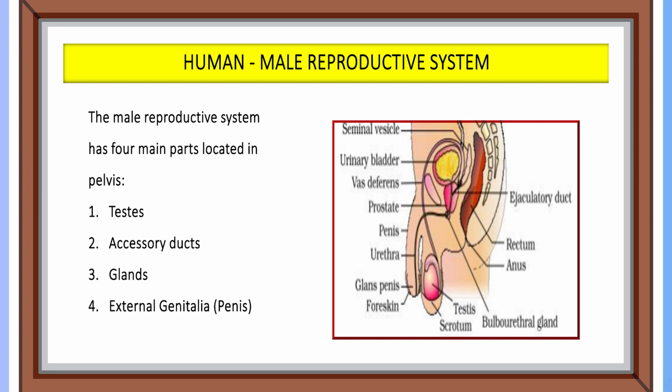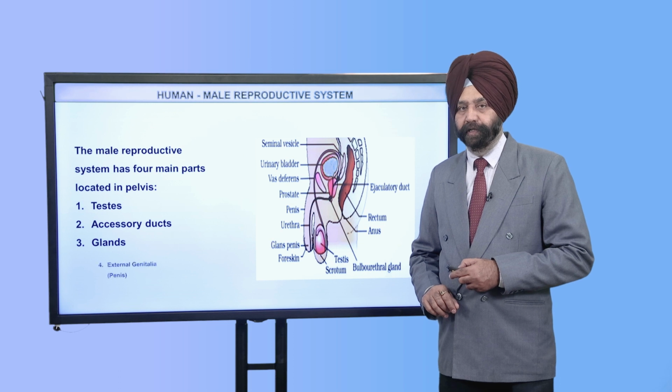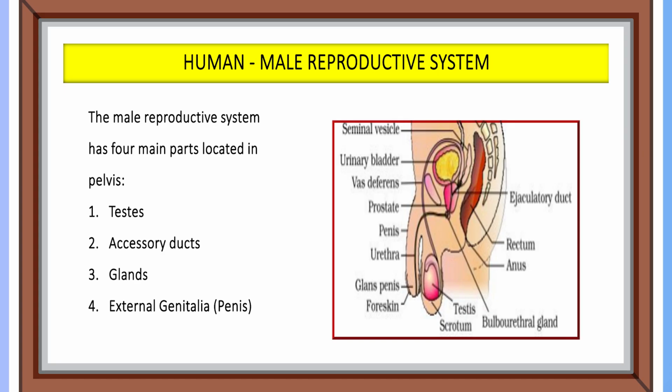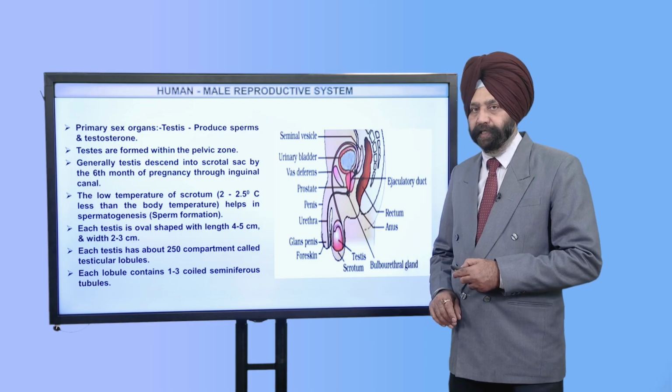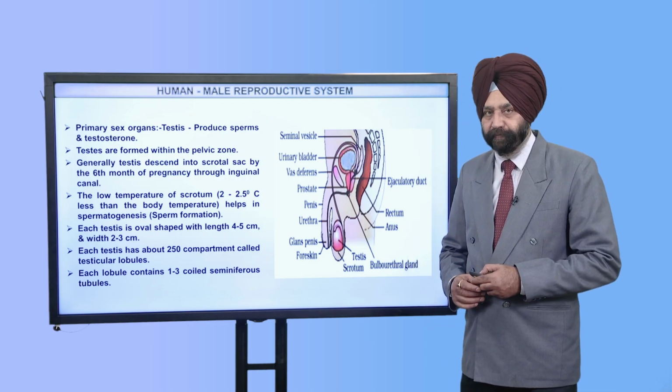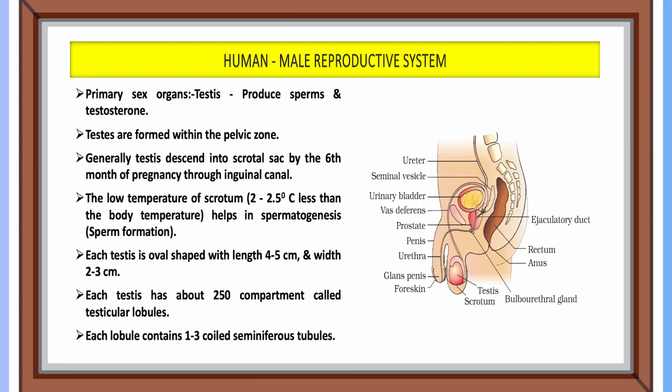The male reproductive system has 4 main parts located in the pelvis region of the body. The first is the testis, second the accessory ducts, third the glands, and fourth the external genitalia. When we move on to the details of the male reproductive system, we have first the primary sex organs, that is the testis. That is the testis here.